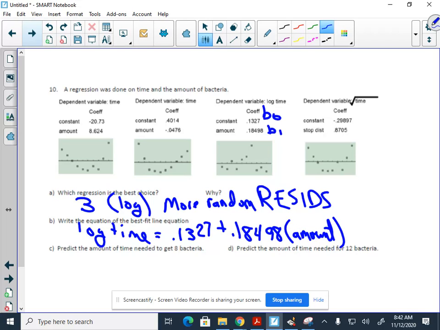Predict the amount of time needed to get 8 bacteria. So we need to put that into the equation.